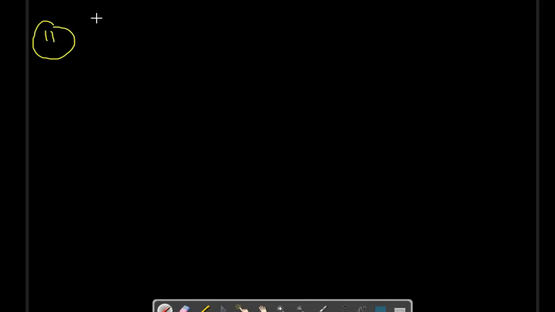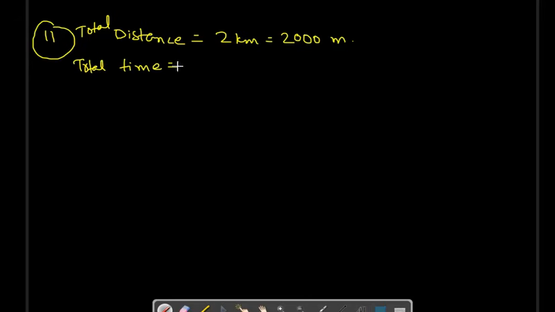What does it say? It says that a vehicle moves along a straight line and covers a distance of 2 kilometers. I'm converting it to meters, so 2000 meters. In the first 500 meters, it moves with a speed of 10 meters per second. So this is the total distance. Let us take the total time also: 200 seconds.